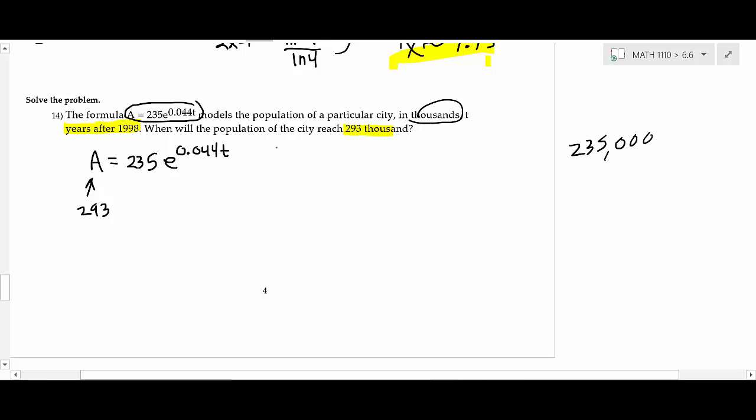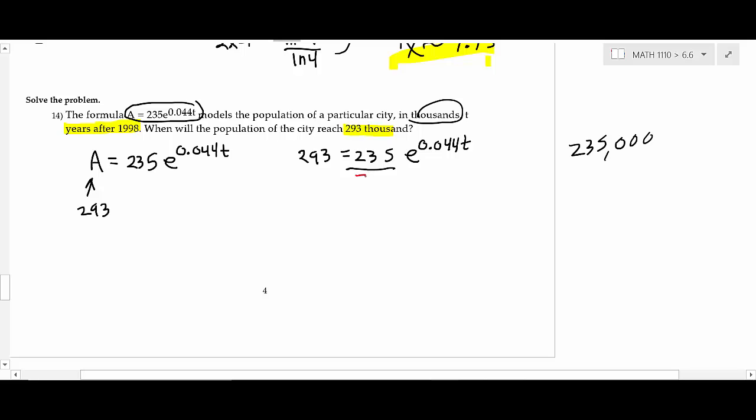So what we'll have is 293 is equal to 235 e to the 0.044t, like that. Now that's an exponential equation. Like on the last problem, you took a log of both sides. Now you want to do an ln because of this, but you don't want to do a log until there's nothing in front of that e. So you've got to start by getting rid of that 235. How do you do that? Divide, right? You have to do it that way. You can't take a logarithm until you've accomplished that.